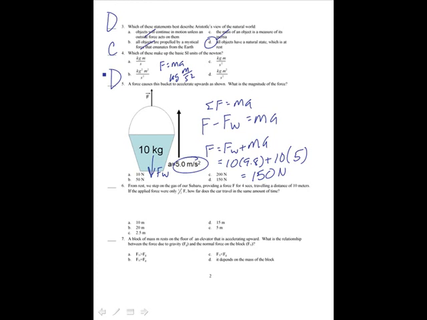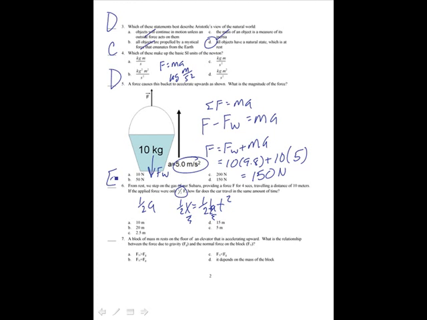From rest, we step on the gas for a Subaru, providing a force F for 4 seconds, traveling a distance of 10 meters. If the applied force were only half F, how far does the car travel in the same amount of time? Well, with half F, that means that we're going to get half our original acceleration. And we know that x is equal to 1/2 at squared. If I have half the acceleration in the same amount of time, I'm going to travel half the original distance. The original distance was 10 meters, so that means it's 5 meters, so number 6 is E.